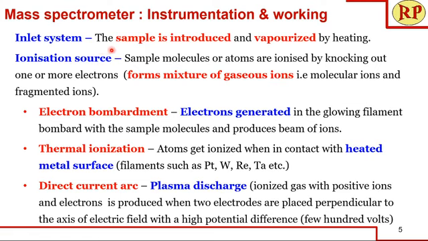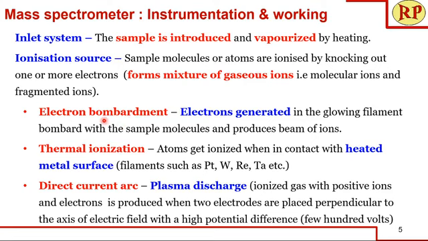That is, the inlet system, where the sample is introduced and vaporized by heating. It can be vaporized externally and injected, or it can be injected and vaporized inside the system. That is the ionization chamber. And next is the ionization source. We have various types of ionization sources. Nearly 10 to 15 varieties are there. I have just shown 3.